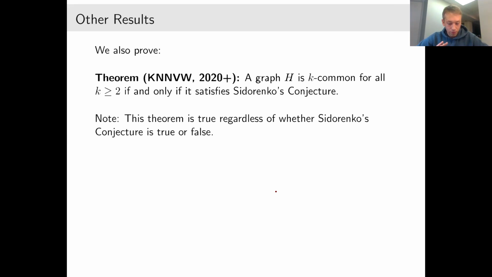And just to make this clear, we prove this regardless of whether Sidorenko's conjecture is true or false. So if it happens to be that Sidorenko's conjecture is false and there's a counterexample, then for that counterexample, there will exist a k for which it's not k-common.